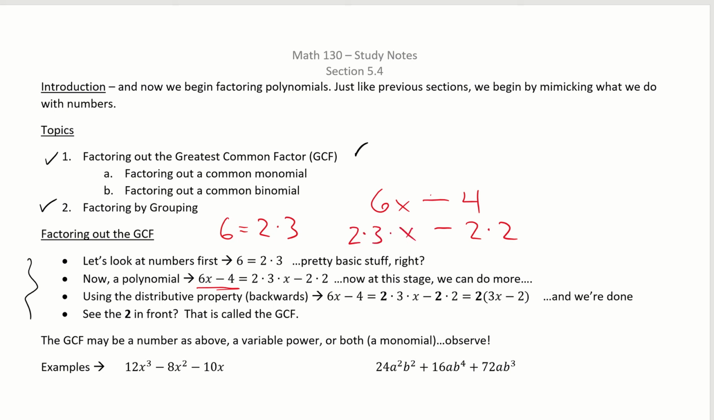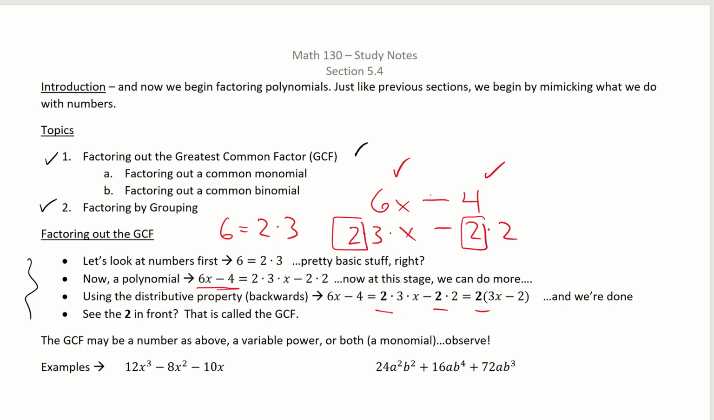It's also times x. And so what I'm emphasizing in bold-faced here as I go through the problem is what they call a common factor. 2 is common to both terms. So there's a 2 in 6x, there's a 2 in 4. That's what's going on in this example.